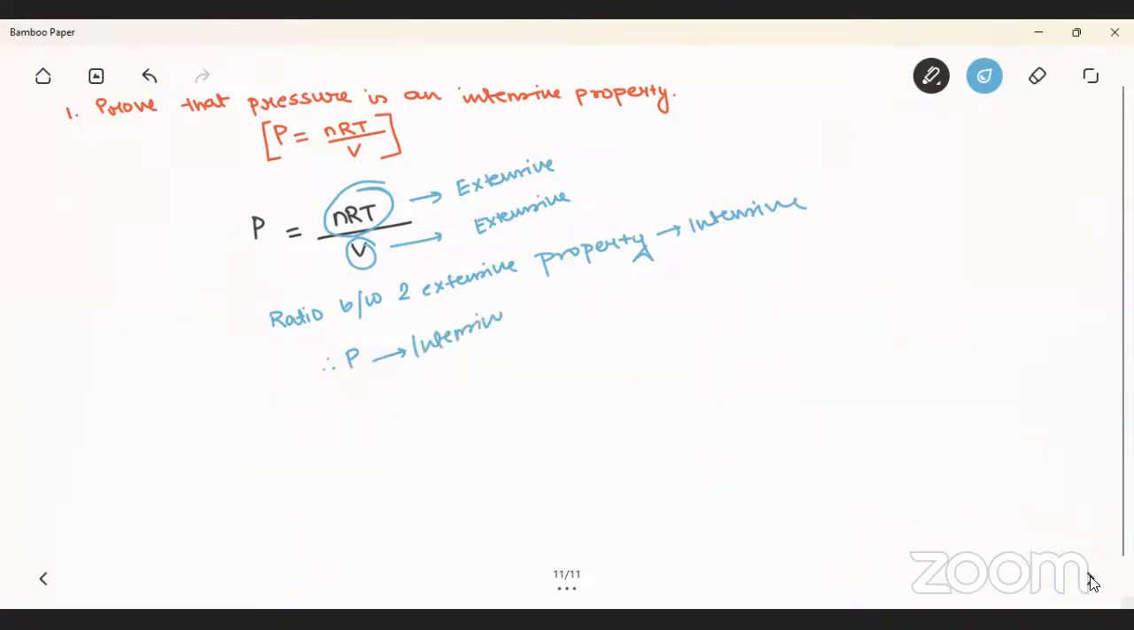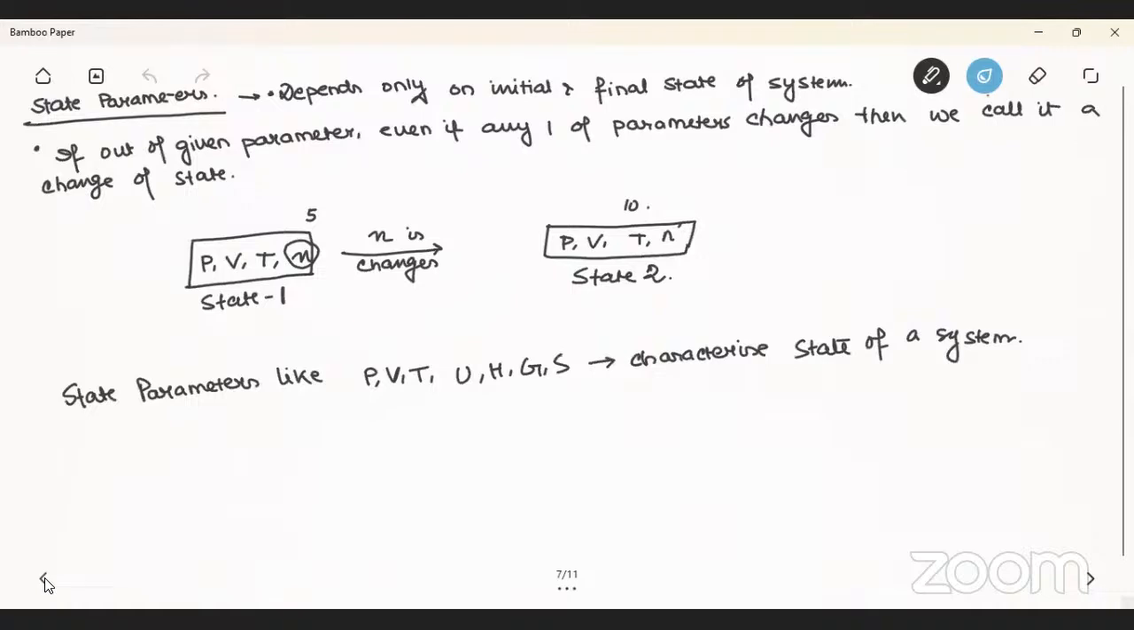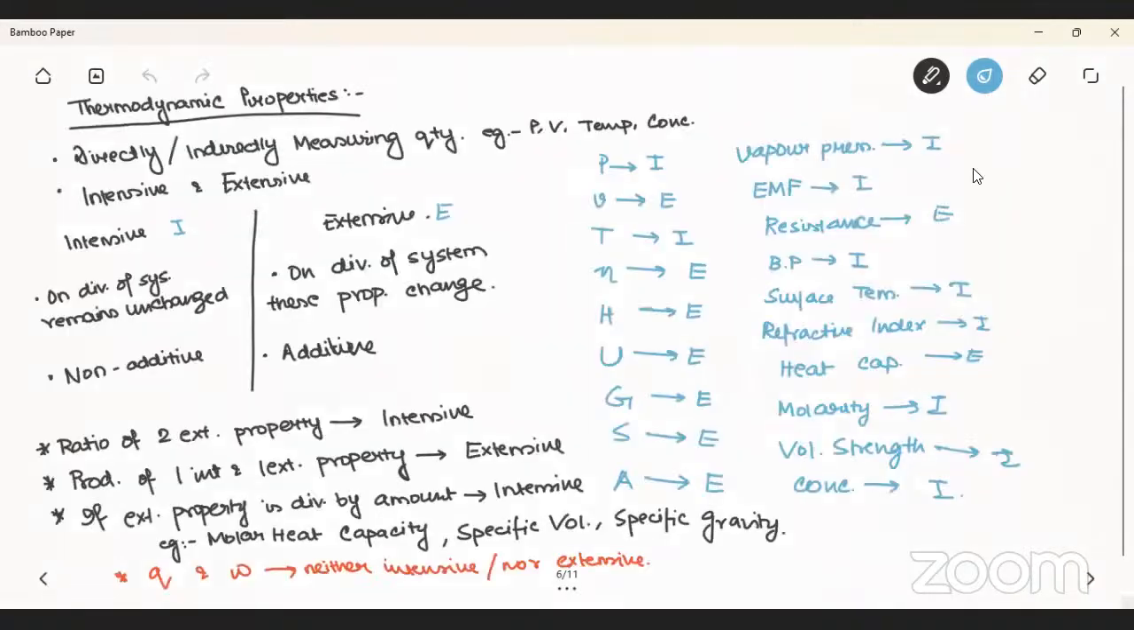Even if you don't know whether something is an extensive property or an intensive property, try to remember the definitions. What is pressure? What is work done? From that you can easily understand. Now, if you ask me, ma'am, how can you tell that nRT is an extensive property? Just go to this slide. Here I have given you the list yesterday to understand whether it is an extensive property or an intensive property. So go through this.